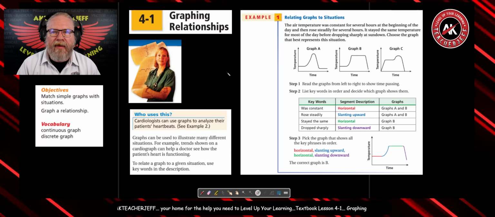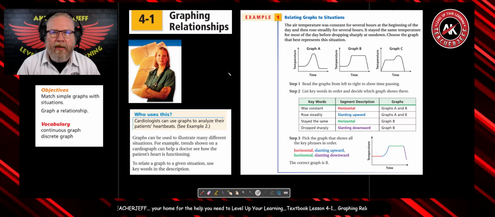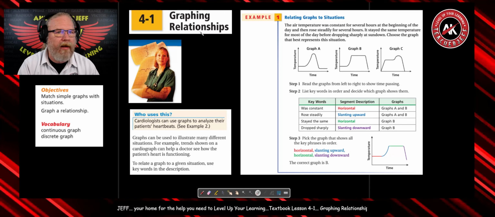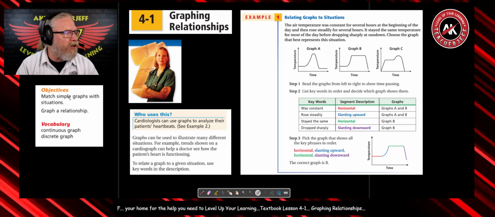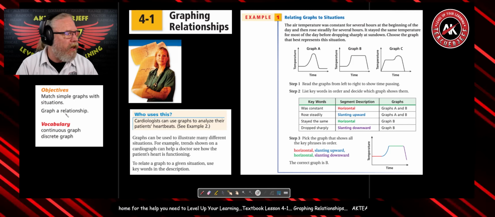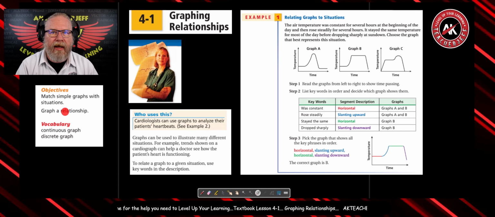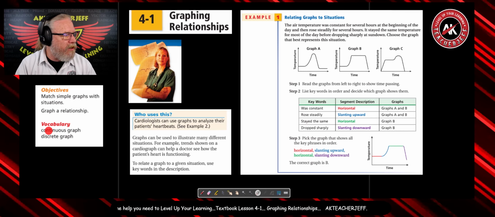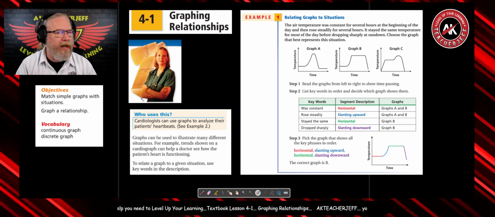Hello. This video is for the Algebra 1 textbook, Chapter 4, Lesson 1. The lesson is titled Graphing Relationships. The objectives to this lesson are to match simple graphs with situations and also to graph a relationship. The vocabulary for this activity is continuous graph and discrete graph.